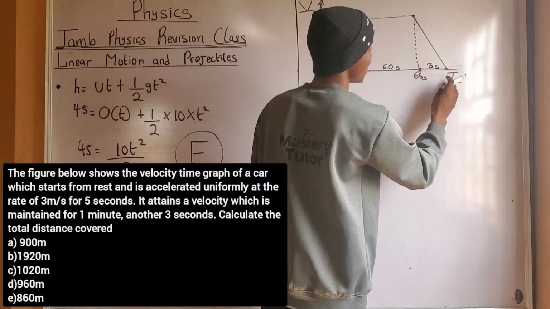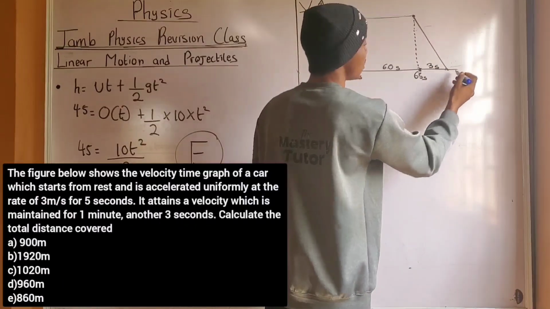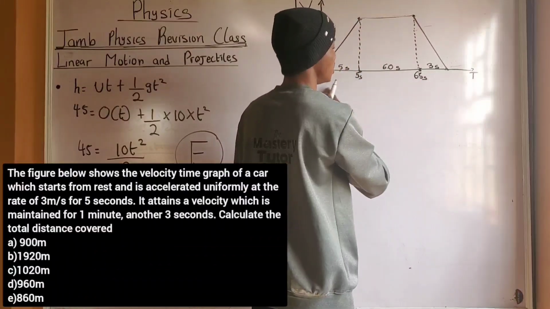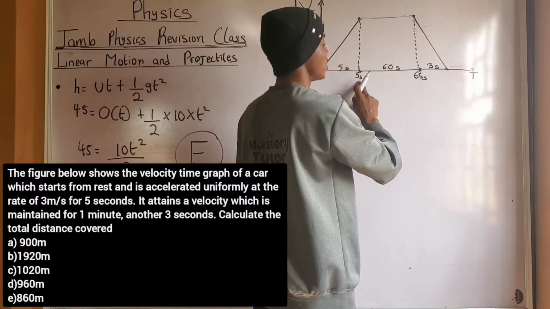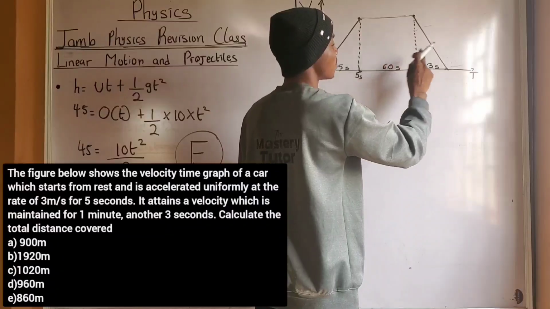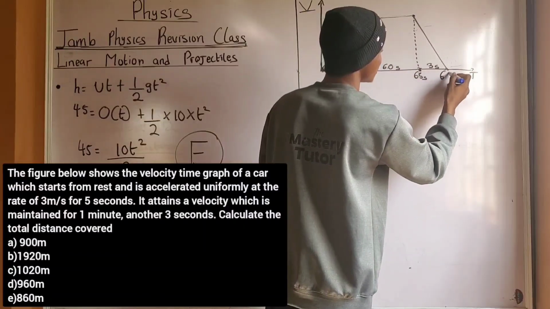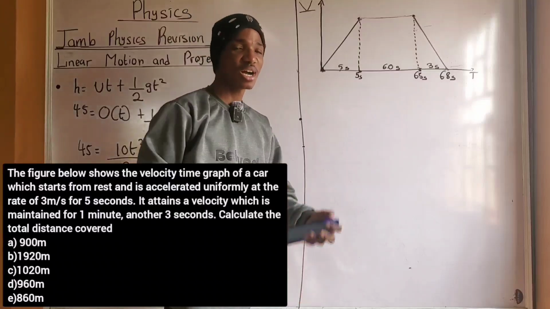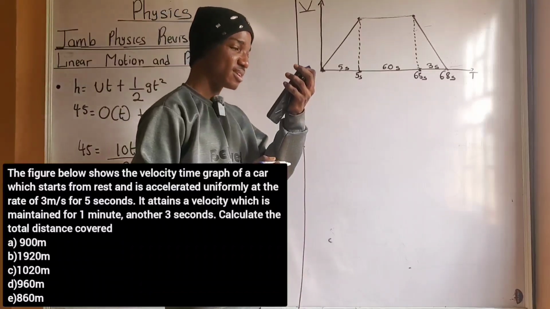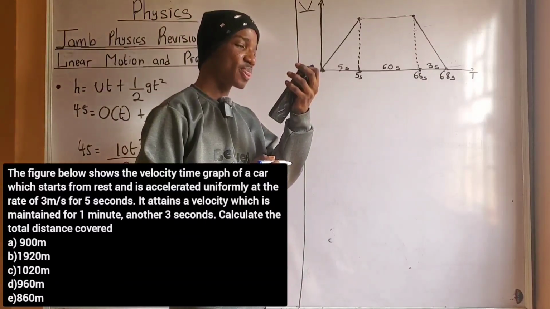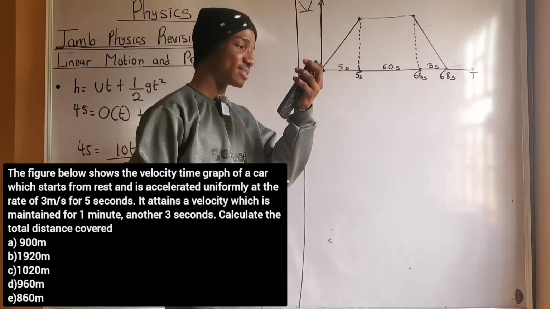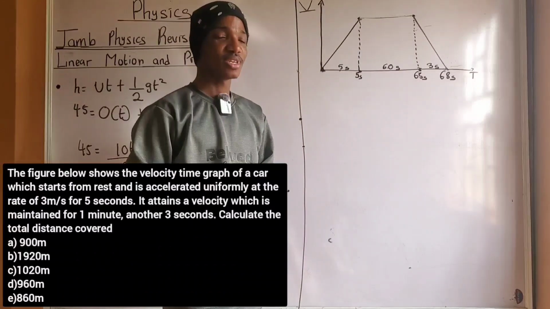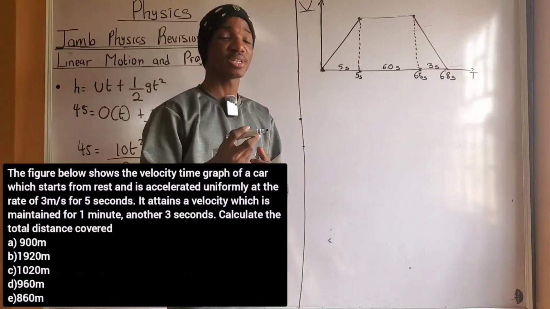30 seconds. So the time from this point to this point is 30 seconds. That means if I want to write out the time for the whole journey, it will be 5 seconds plus 60 seconds plus 30 seconds. That is what? 95 seconds. Are you getting it? So now we are asked to calculate the total distance traveled by the car. To get the total distance, we first need the velocity, the maximum velocity.